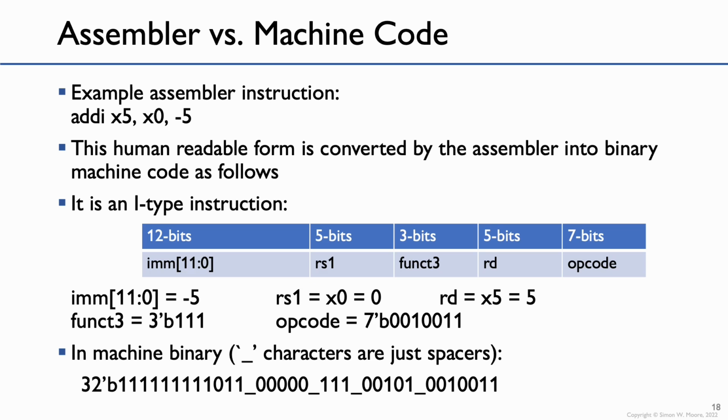And then finally we've got RD, which is the destination register, and that's X5. So we just put the integer 5 into those 5 bits in the RD field. Then in machine binary, I've written the binary representation at the bottom, and I've used underscores just as spacers. It's that 32-bit binary number that ends up in memory. And obviously, when the processor reads that 32-bit instruction out of memory, it then decodes all of those fields in order to figure out what instruction needs to be executed.